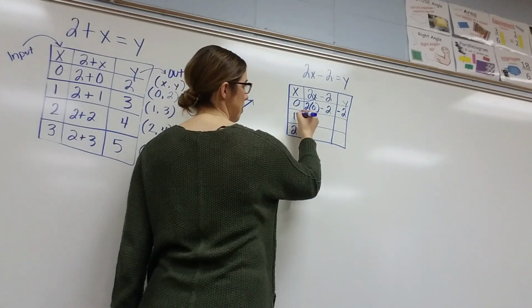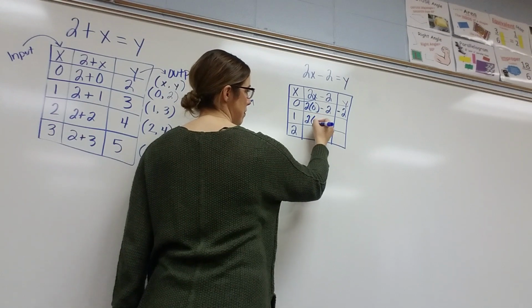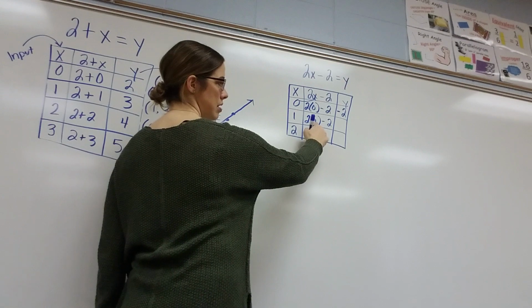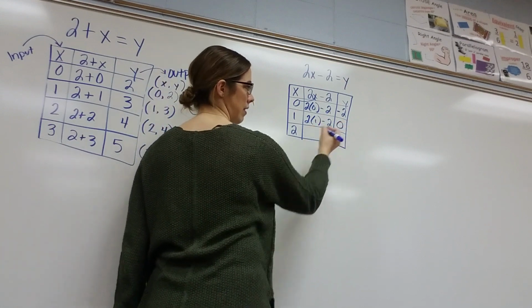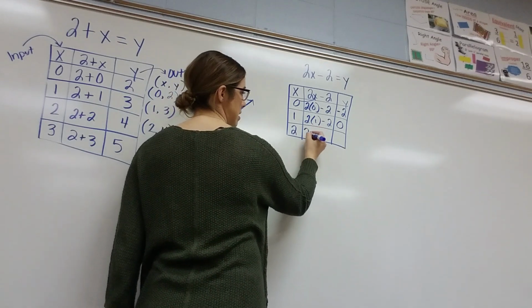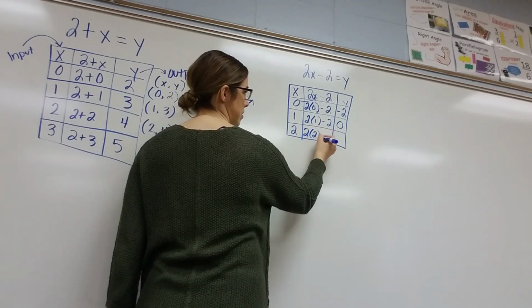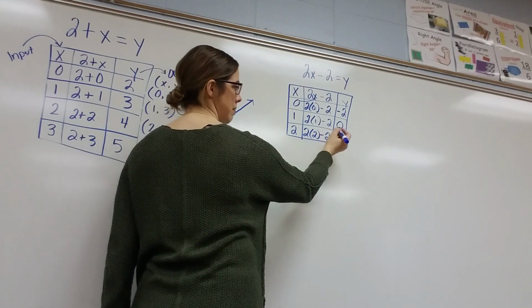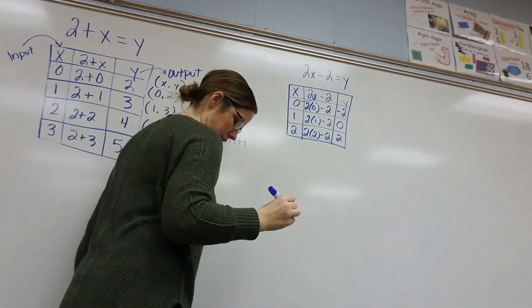Okay? Here we plug our 1 in. So we have 2 times 1 minus 2. 2 times 1 is 2, minus 2 is 0. Our output is 0. Then we plug our 2 in. So we have 2 times 2 minus 2. So 2 times 2 is 4, minus 2 is 2.